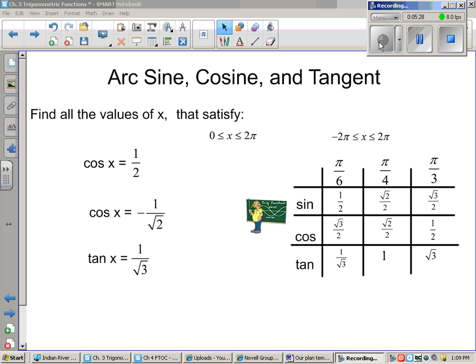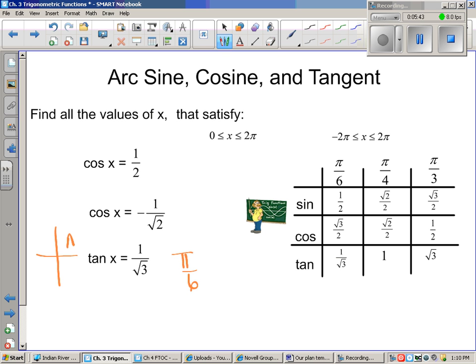Okay, so now let's do this tangent question. Tangent of x equals 1 over root 3. So when does tangent equal 1 over root 3? Pi over 6. Good. The next question, of course, that we want to ask ourselves is, in what quadrants is that true? When is tangent positive? So when we again look at that, we want the first and we want the third. So we want pi over 6.